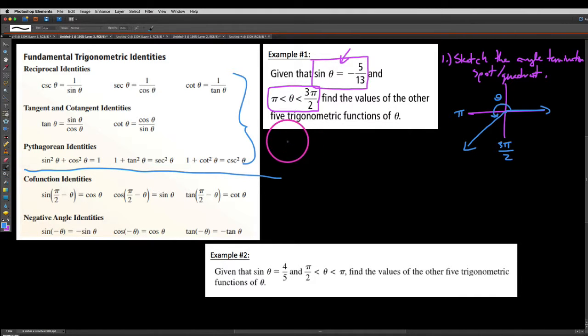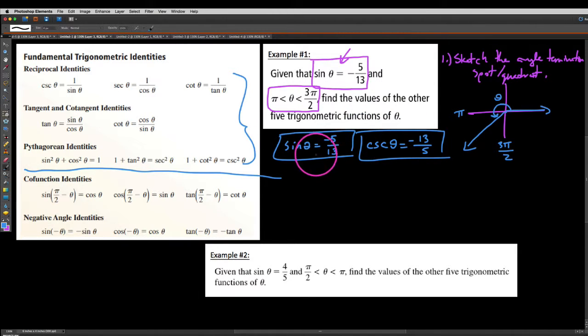If I've been told that the sine of an angle is negative 5/13, the very first thing we should do is use our reciprocal identities to say that if I know the sine, then I know the cosecant, excuse me, is its reciprocal. So I'm going to put a box around these two and say, look at that. Just by knowing our reciprocal identities, now I know 2 trig function values.